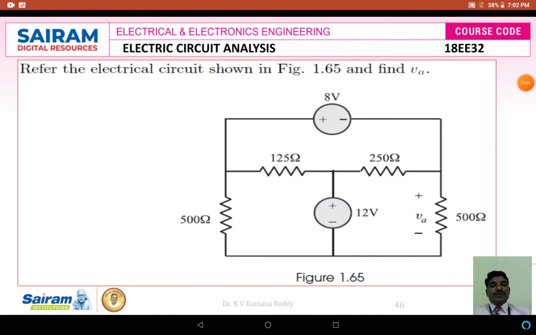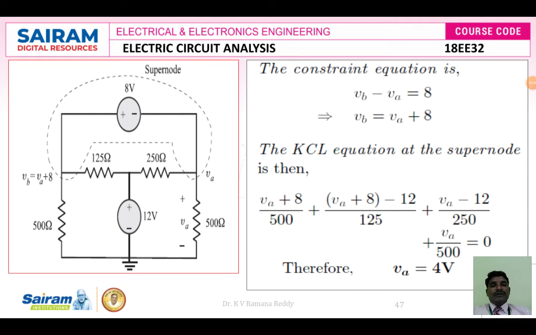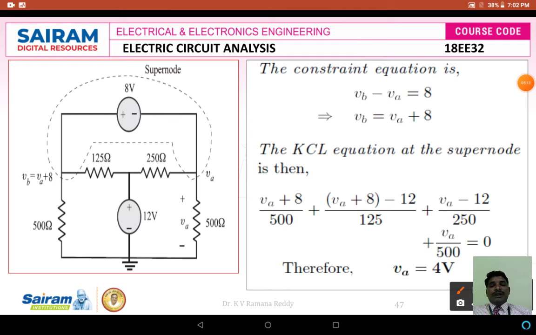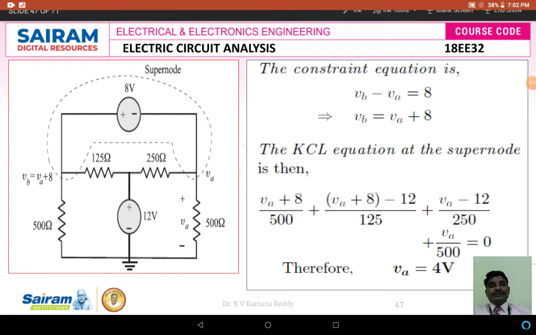So apply the supernode analysis at the two unknown nodes, VA and VB, and write the equation. Here, if you write that equation, we get VB minus VA is equal to 8 volts. From here, VB is equal to VA plus 8 volts. And while we are writing that supernode equation with the combination of the two unknown nodes VB and VA, the equation is as follows.